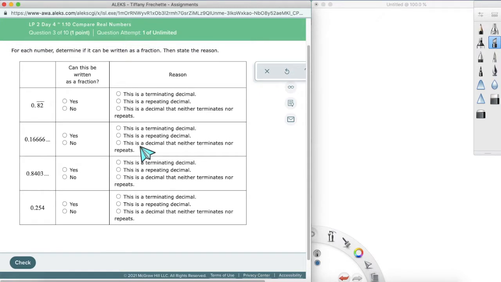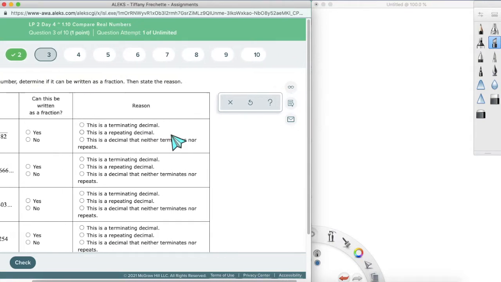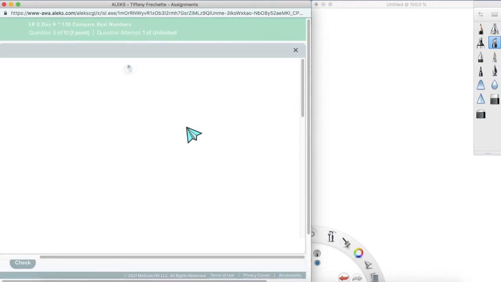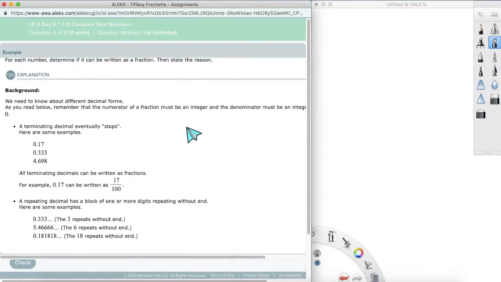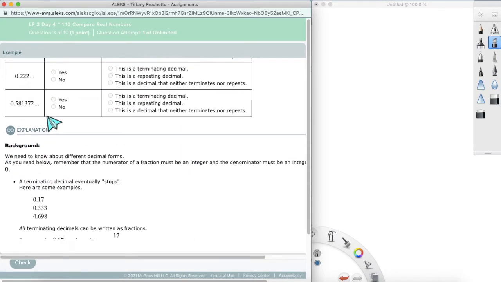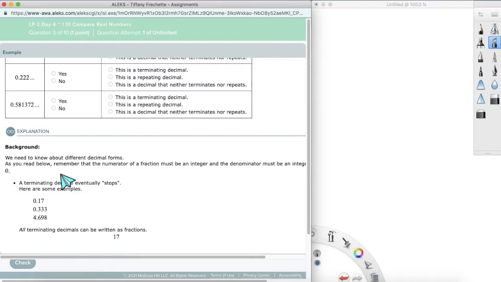All right, so this one does have some special rules that you're going to have to know in order to do this. So I'm going to click on explanation because I'm assuming they will have a nice little explanation for us on what to do. This background section is what I'm talking about. We need to understand how to write a decimal as a fraction in order to complete this. If we didn't understand that section, we're definitely not going to be able to answer these questions. So if we go down, the first one is just 0.92.